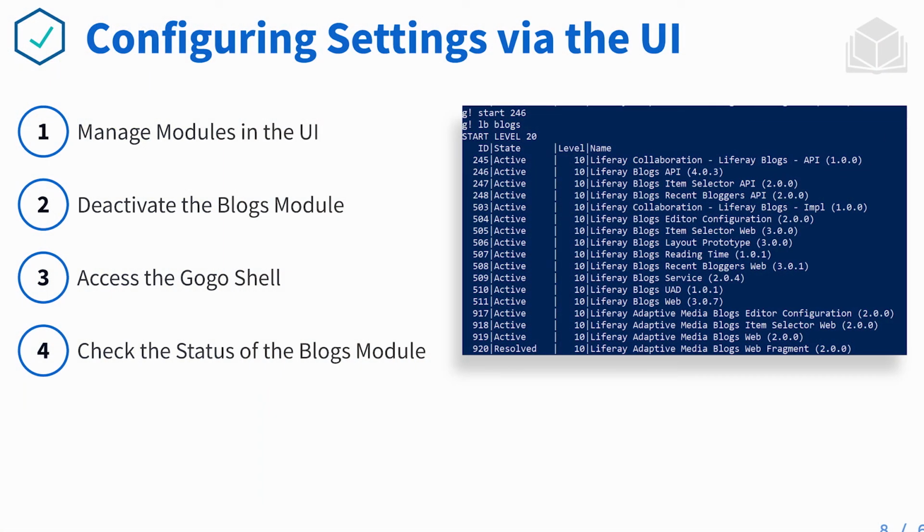Now, there are 2, maybe 3 exercises actually now following, which is the settings via the user interface, where we change some modules. We'll deactivate the blogs module. This is one of the settings that we'll do for OSGi. We can also do so through a shell.